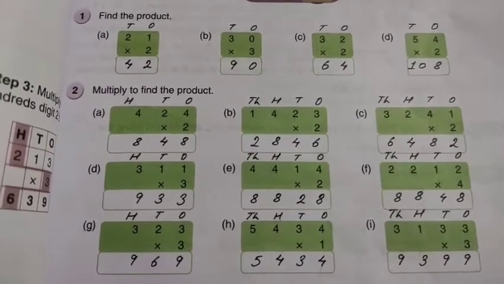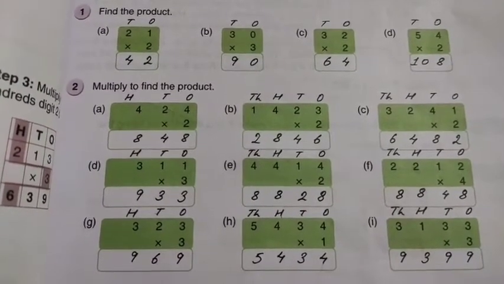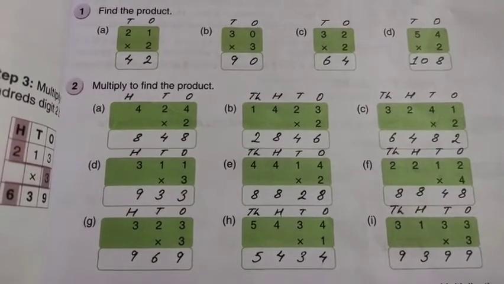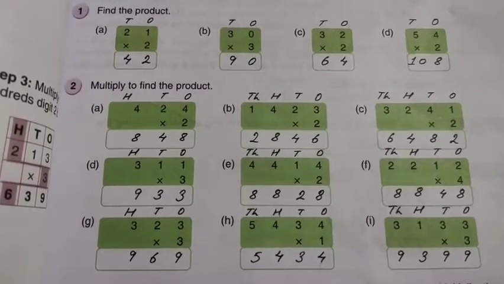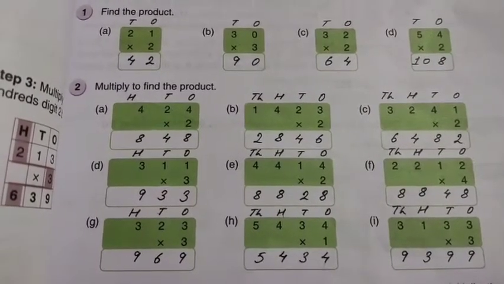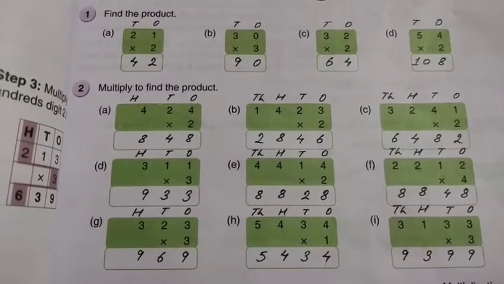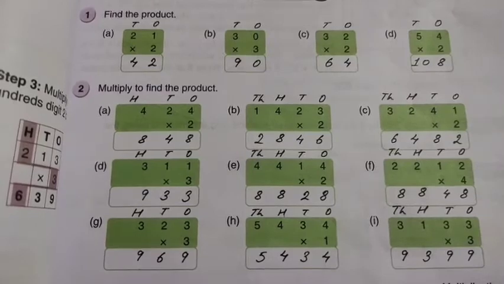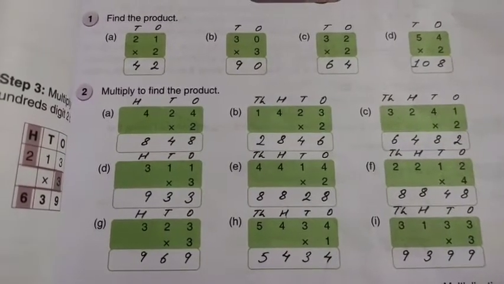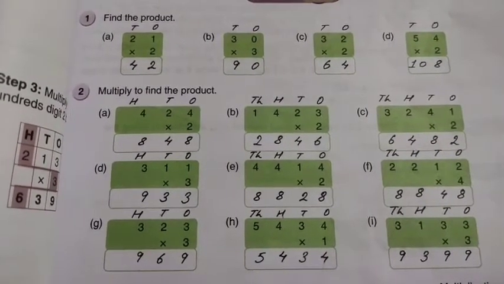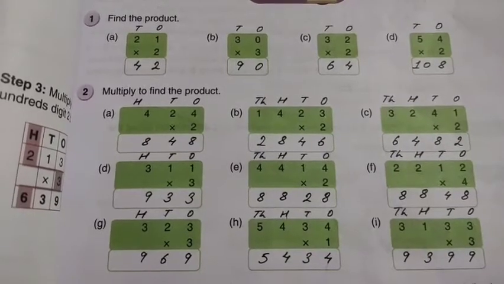3133 multiplied by 3. 3 threes are 9. 3 threes are 9. 3 ones are 3. 3 threes are 9. So 9399 is your answer. Children, see, it's very easy. Very easy exercise. I hope all of you have understood.